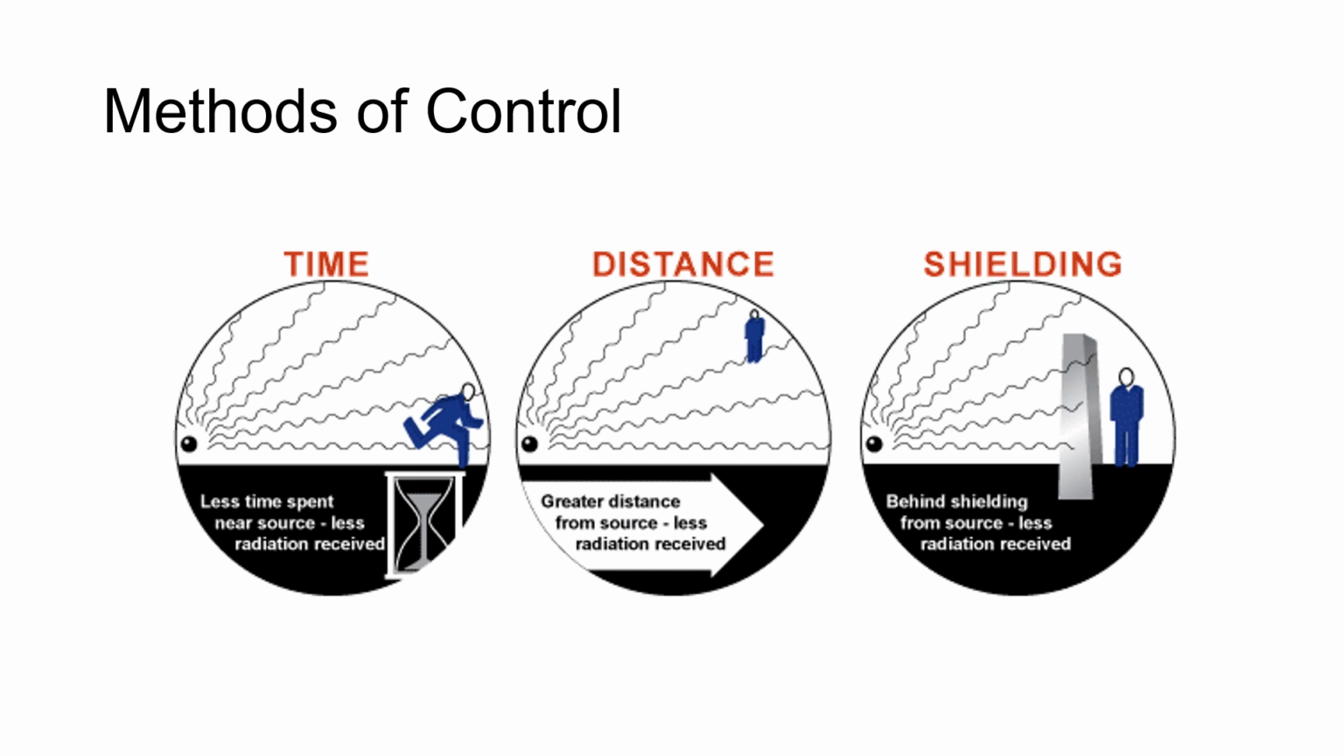So there are three basic methods of control. These are just traditional methods of control for external radiation sources. The first is time. Basically, less time spent near the source means less radiation received. The second is distance. Obviously, the greater distance you are from the source, the less radiation you receive. And the third is shielding, which is the concept of using a certain kind of material to block the radiation from reaching you. So this lecture is going to focus on what these methods are and how they help reduce the amount of ionizing radiation that an individual may be exposed to.